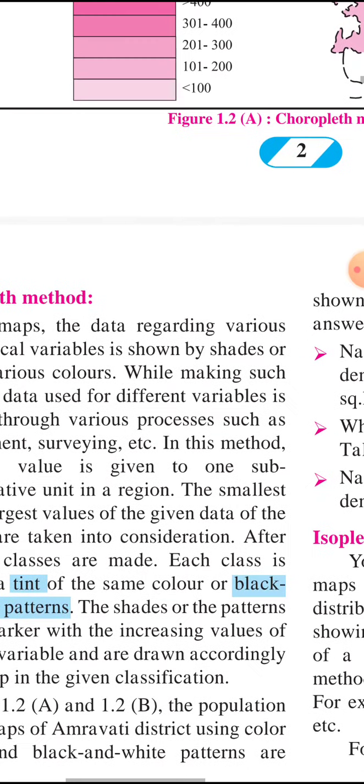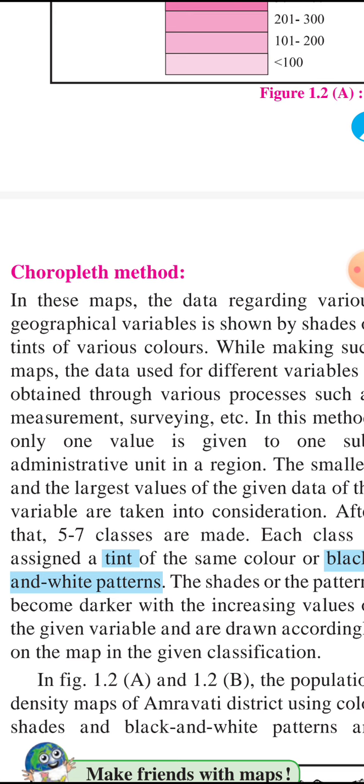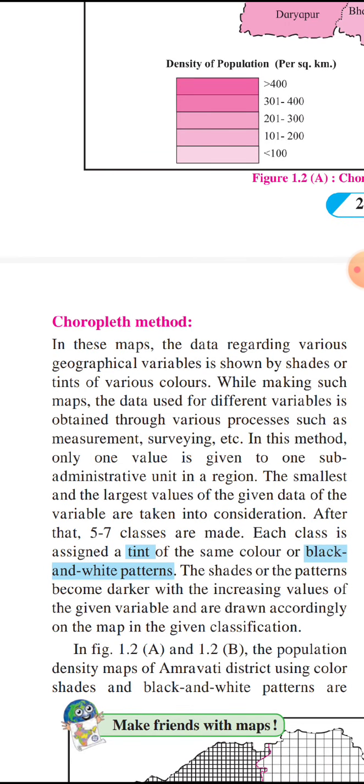For making the choropleth map, shades of colors are used. Classes of 5 to 7 are made, that is 5 to 7 classes of various color shades, and each class is given one color.